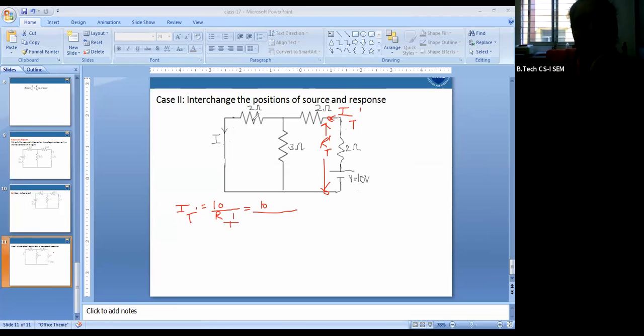So RT dash here I want, so I come from this side. 2 and 3 are in parallel. That is in series with 4 ohms. 2 plus 2, right? IT dash came as 1.923, check, anyone. Actually the 2 ohms should be shown on this side, because I am saying RT dash now, so the 2 ohms should also be on this side. Okay, I think 1.923 is the right answer.